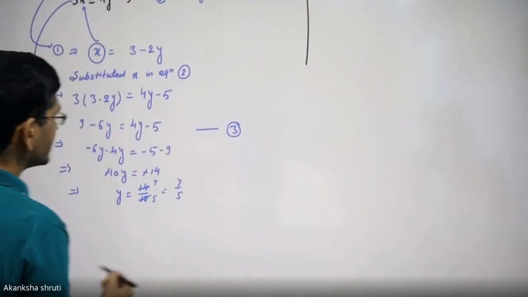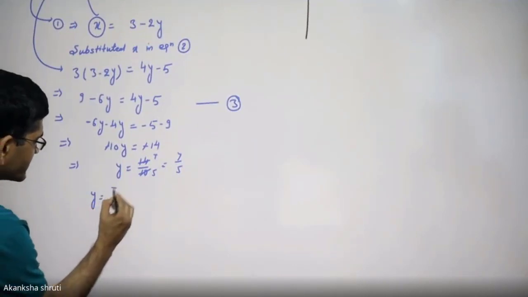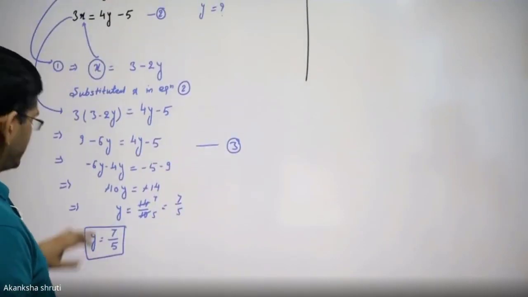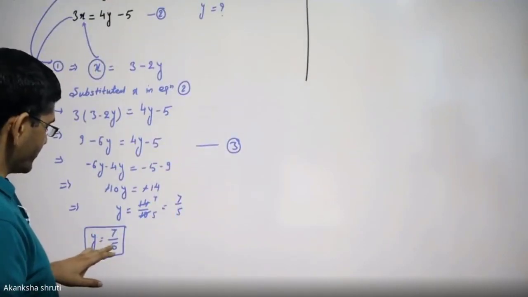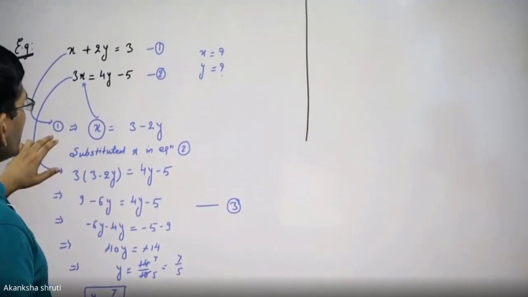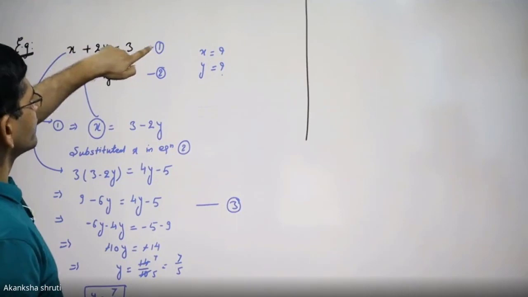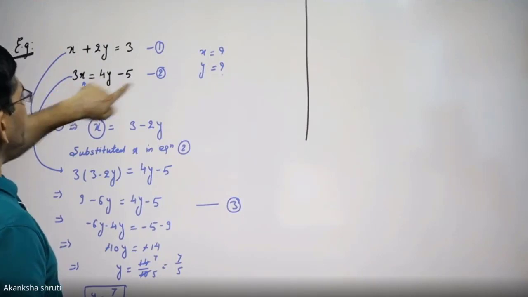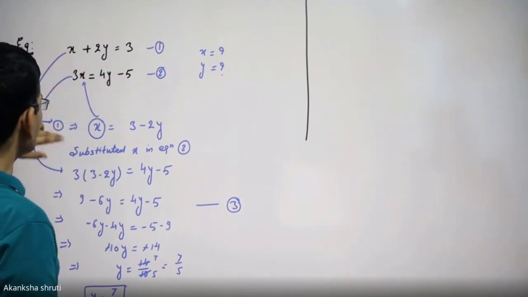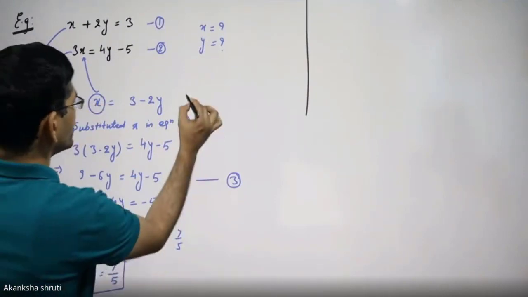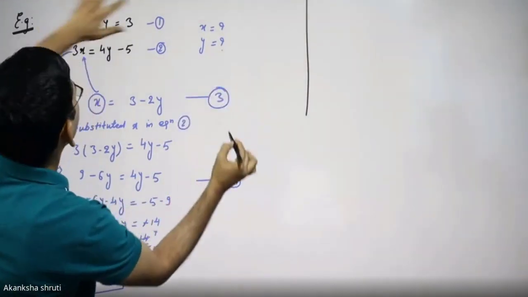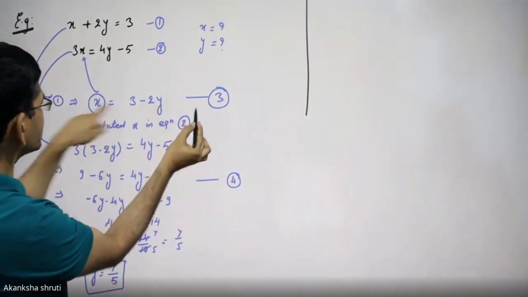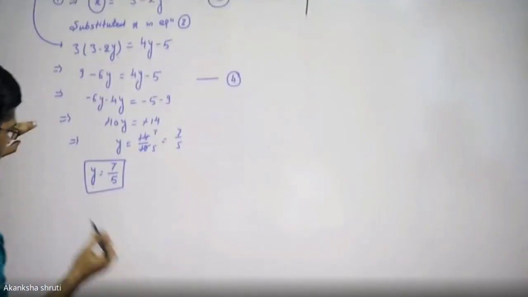So student, the value of y is 7 by 5. This way y is calculated. But what about x? Till now we have calculated the value of y. Now x can be obtained by substituting y in equation 1 because y is known, or substituting the value of y in equation 2, or even better, whatever equation 3 you have taken, take this as 3, this as 4, or directly substituting y in equation 3, you will directly get this x. So what to do?